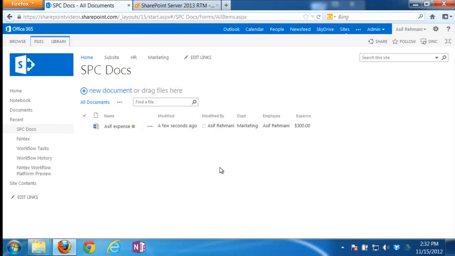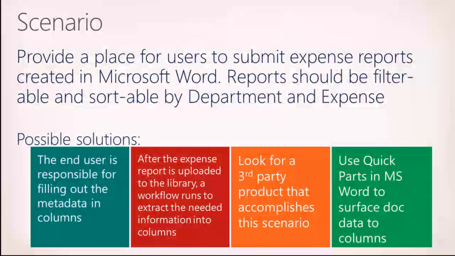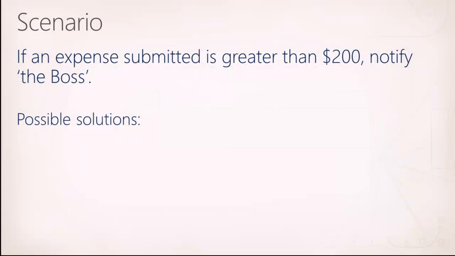Using Quick Parts is a great way to surface information, but what do you do with this information? You can filter. You can make views of it. You can use them in your workflows. Let's talk about that. So, the next scenario is to do with that. Now, if an expense submitted is greater than $200, notify the boss. Okay? I'll play the boss in this case. It's cool to be the boss sometimes.